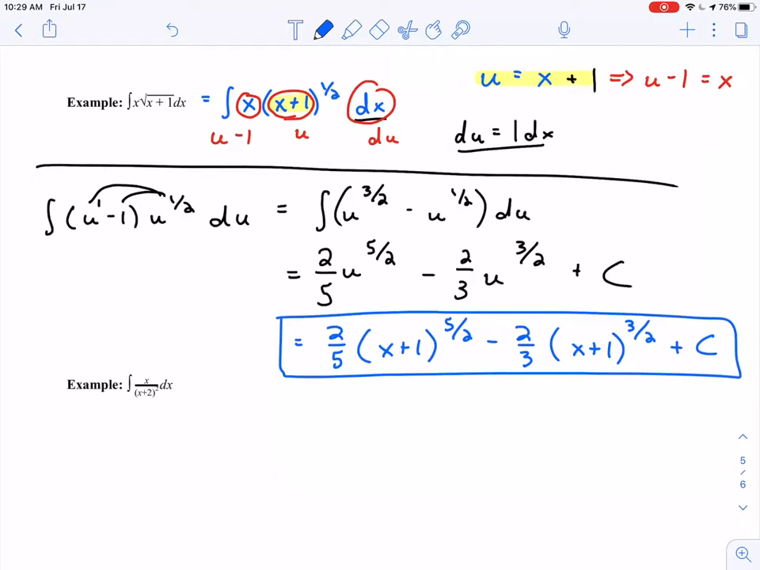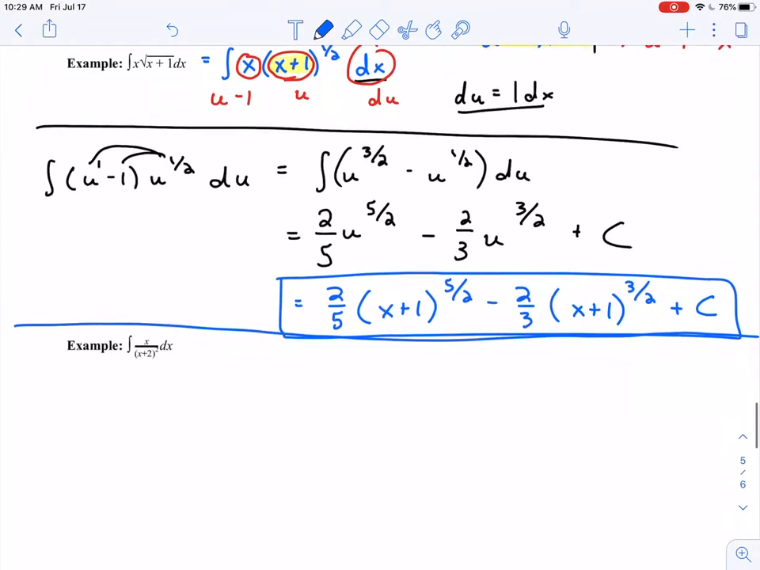So these are a little bit tricky. You actually have 2 substitutions to make. I guess 3 if you want to count du, but this extra expression, an extra substitution for u, is what makes these problems a little bit more difficult than the other examples that we've looked at up until this point. Let's look at another though.